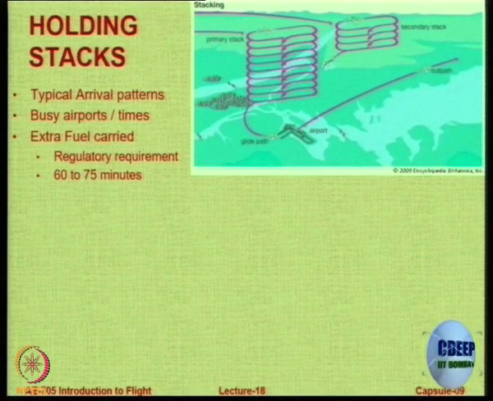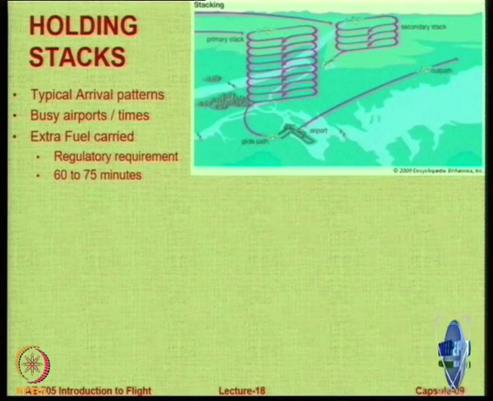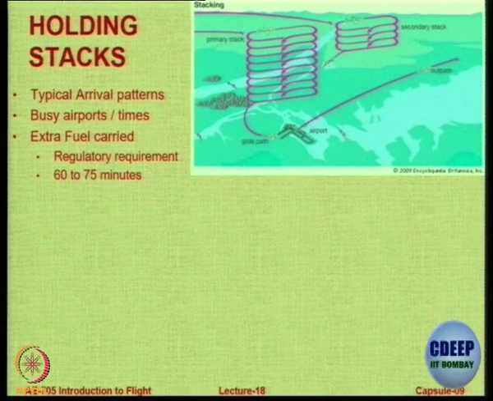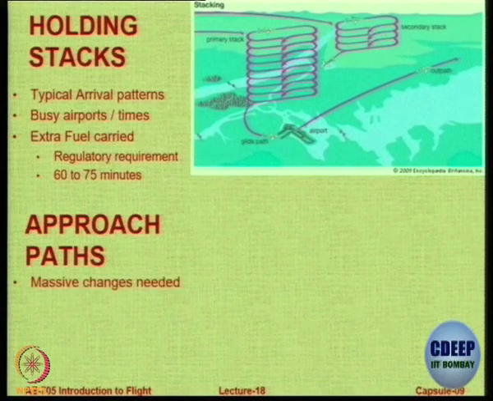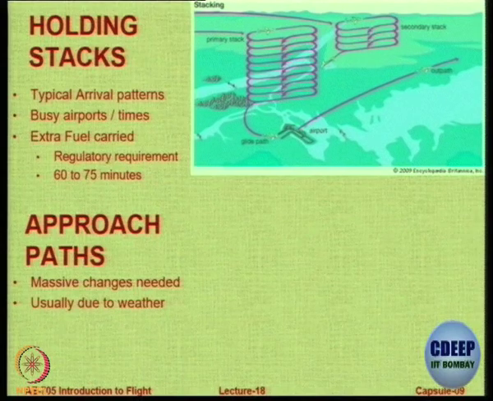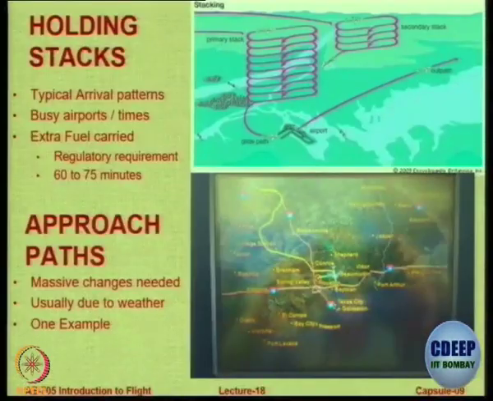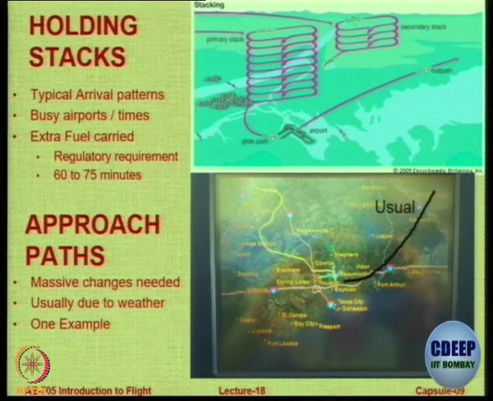So to be able to have enough fuel to meet this requirement, there is a regulatory requirement of extra fuel for holding. And approach paths also can have a massive change depending on weather, depending on operating conditions. So one example I will show you. This is a screenshot from a pilot. So this is the usual flight path for a flight arriving at this airport.